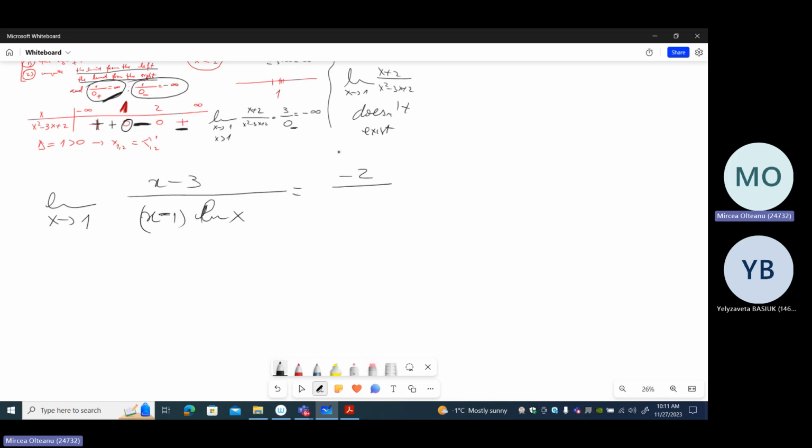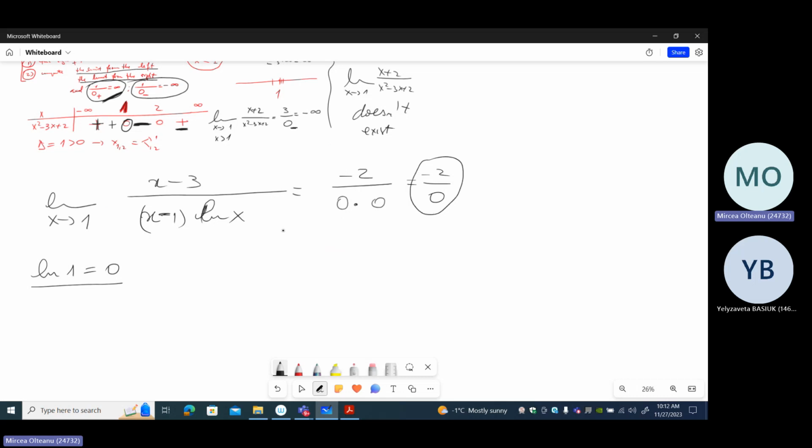Now, what happens below? When x is 1, x minus 1 is 0. So here is 0 times logarithm of 1 equals what? The logarithm of 1, we have a lesson about the logarithm. Logarithm of 1 is 0. So here is 0 times 0. That means minus 2 over 0. This is our case. Okay.